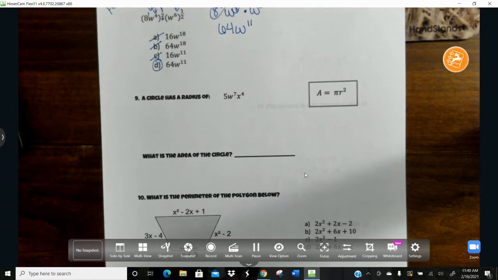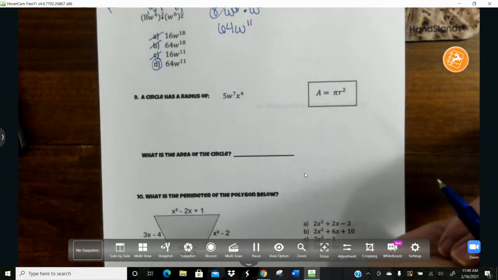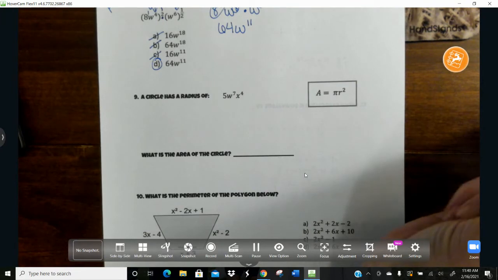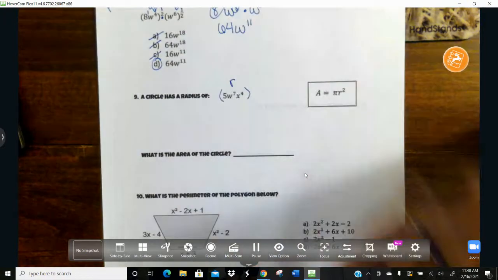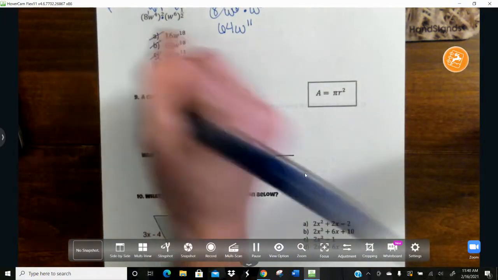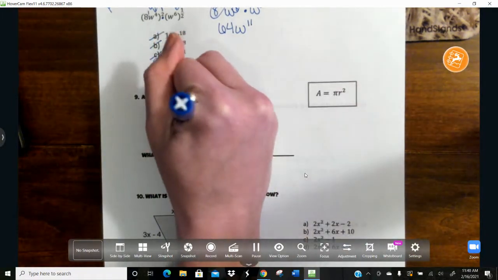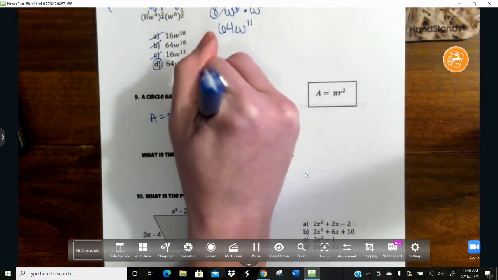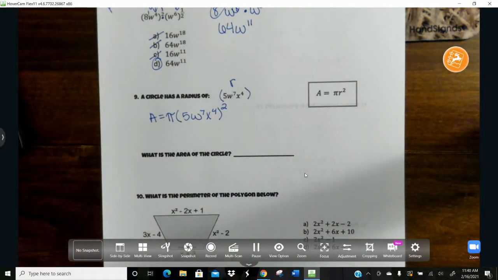A circle has a radius of 5w^7x^4. We want the area, which is pi r squared. So the area of the circle, we need to plug this in for r. So we're going to have area equals pi times r squared, so our radius squared.